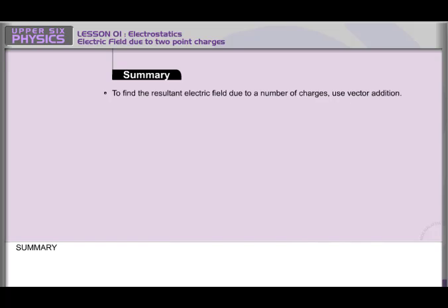Summary. To find the resultant electric field due to a number of charges, use vector addition.